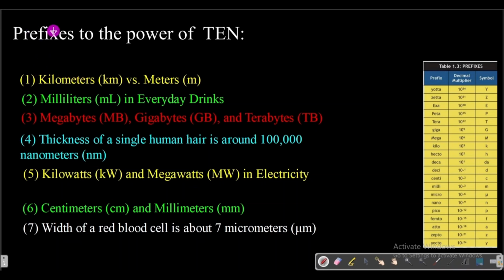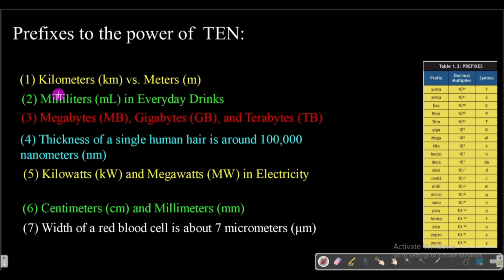Today in this lecture, we will generalize the concept of prefixes in physics. A prefix is a word which is used before another word. Similarly, in daily life, we use some words before the SI units. For example, we use kilometer. Here, meter is the SI unit, and this kilo is used before that SI unit. So this kilo is called a prefix.